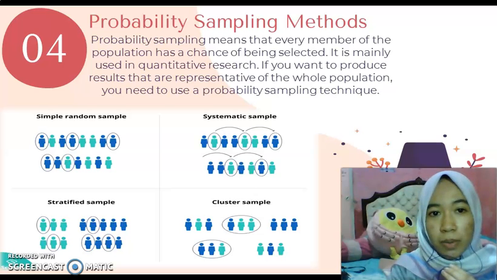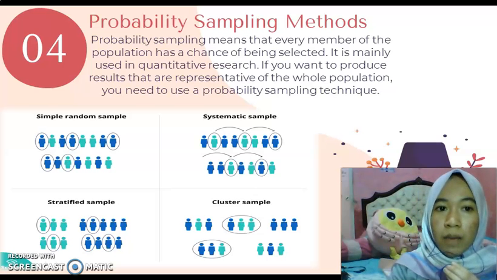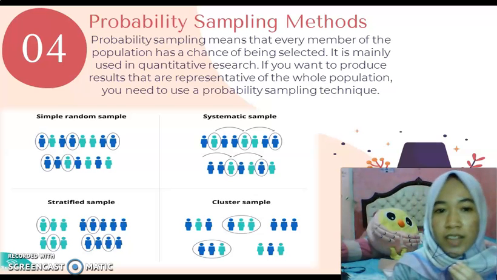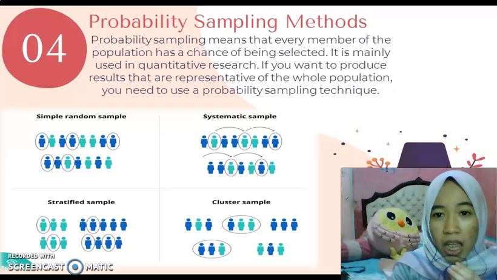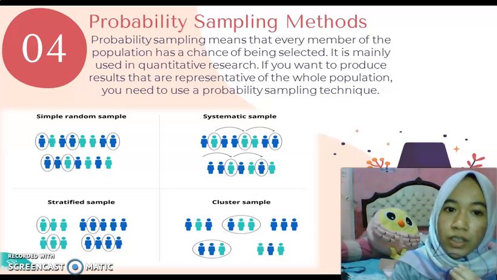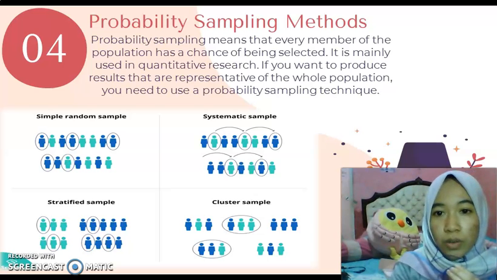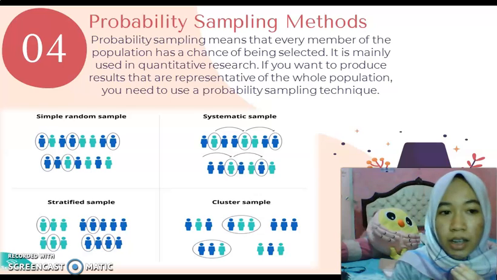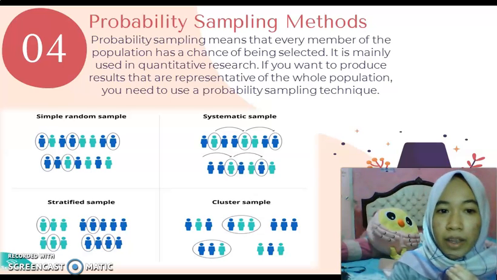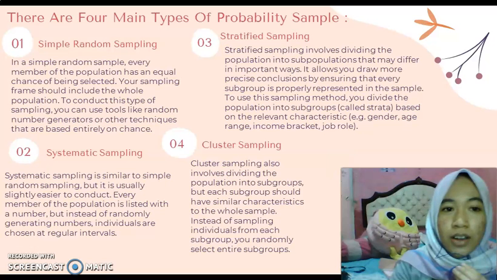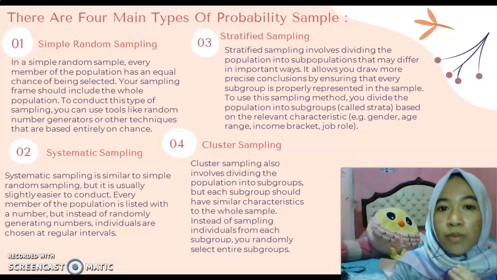The next is probability sampling method. Probability sampling means that every member of the population has a chance of being selected. It is mainly used in quantitative research. If you want to produce results that are representative of the whole population, you need to use a probability sampling technique. And you see the picture. There are 4 main types of probability sample.